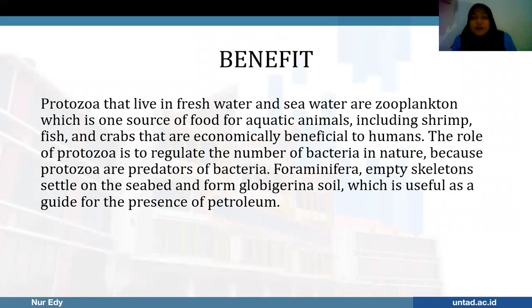And the benefit of protozoa. Protozoa that live in fresh water and seawater are zooplankton, which is one source of food for aquatic animals, including shrimp, fish, and crabs that are economically beneficial to humans. The role of protozoa is to regulate the number of bacteria in nature because protozoa are predators of bacteria. Foraminifera empty skeletons settle on the seabed and form globigerina soil, which is useful as a guide for the presence of petroleum.